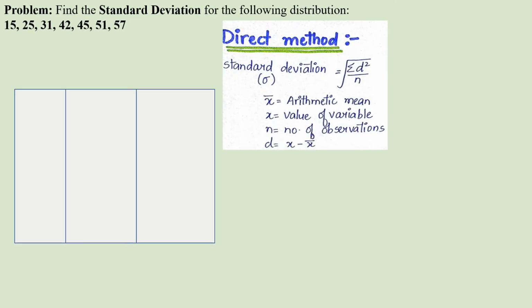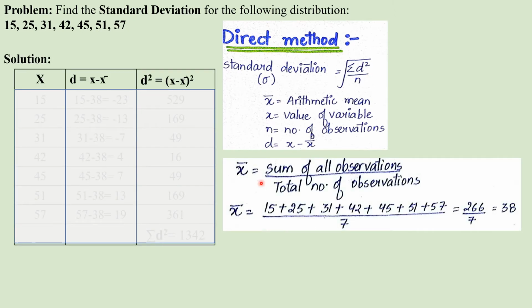Let's solve a problem on standard deviation by both direct method and shortcut method. The data given here is ungrouped data. Formula for calculating standard deviation for ungrouped data by direct method is under root sigma d square upon n. Here d is x minus x bar. So first find out mean. Arithmetic mean for ungrouped data is sum of all observations upon total number of observations.